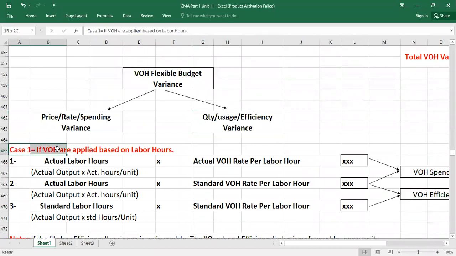Case number one is if the variable overhead are applied based on labor hours or machine hours. So how can you derive the formula? We have two alphabets. First is A and second alphabet is S. So we have to make three possible combinations of these two alphabets to derive the formula. First combination is A times A, second is A times S, and the third combination is S times S.